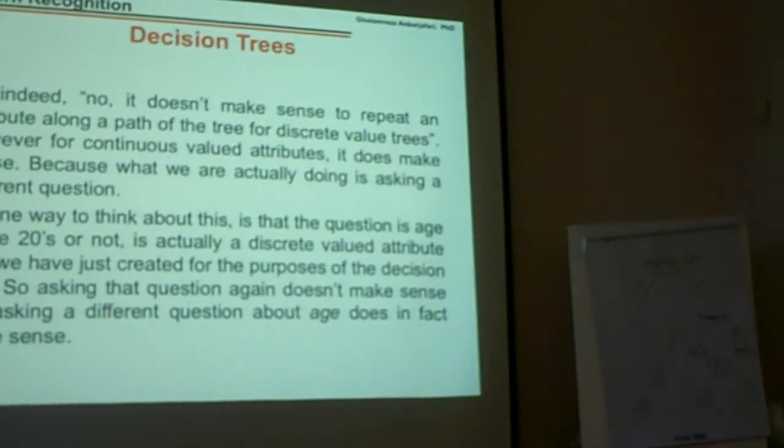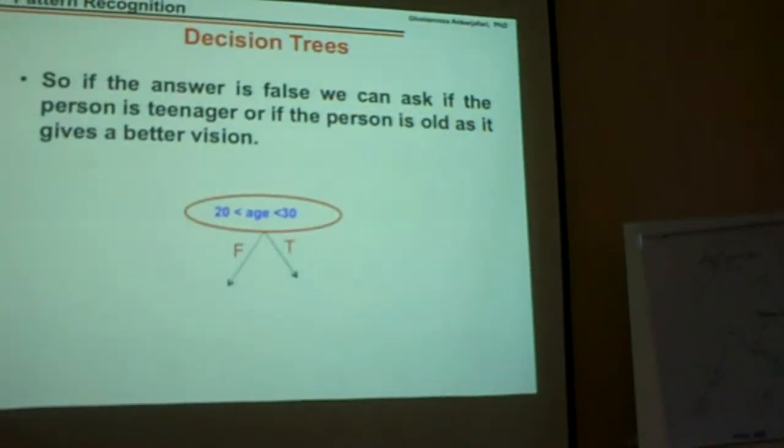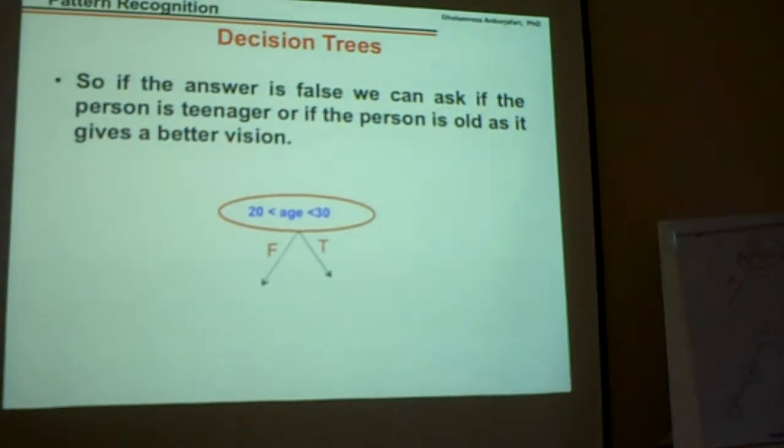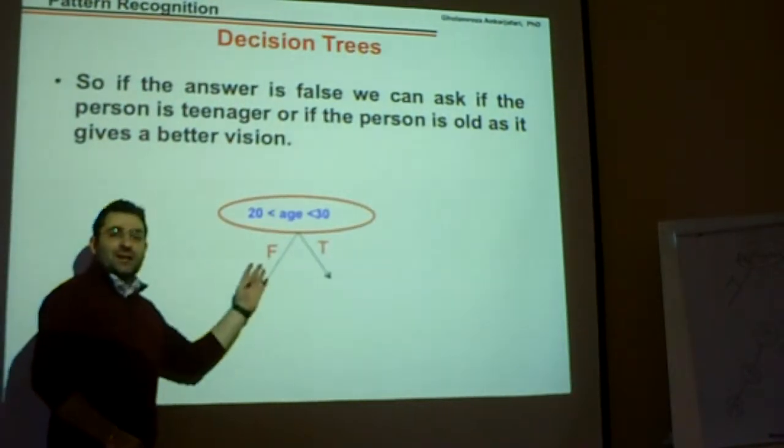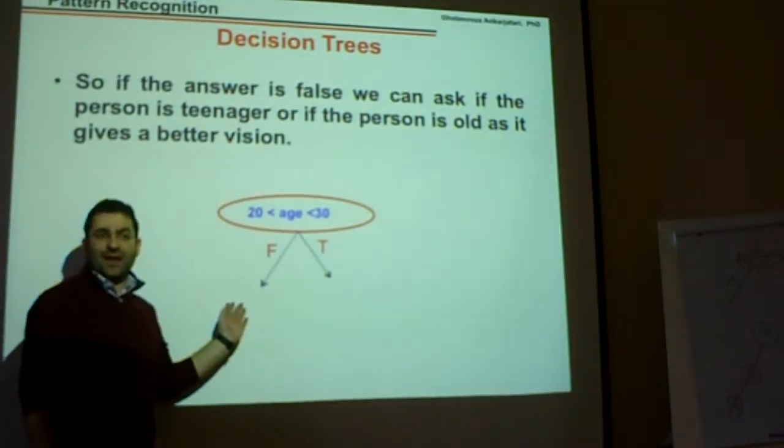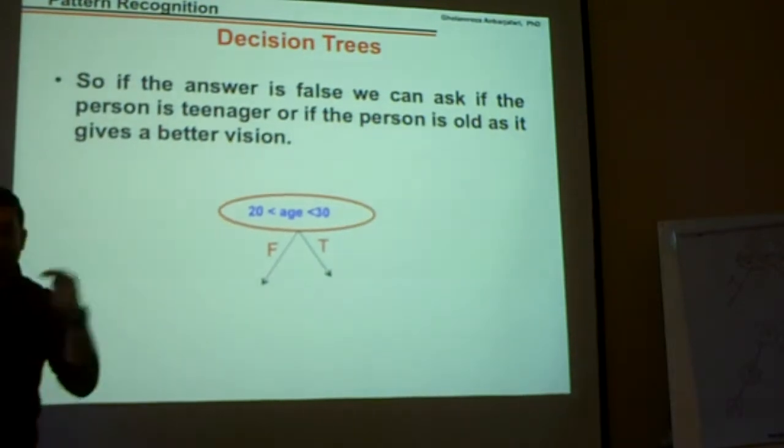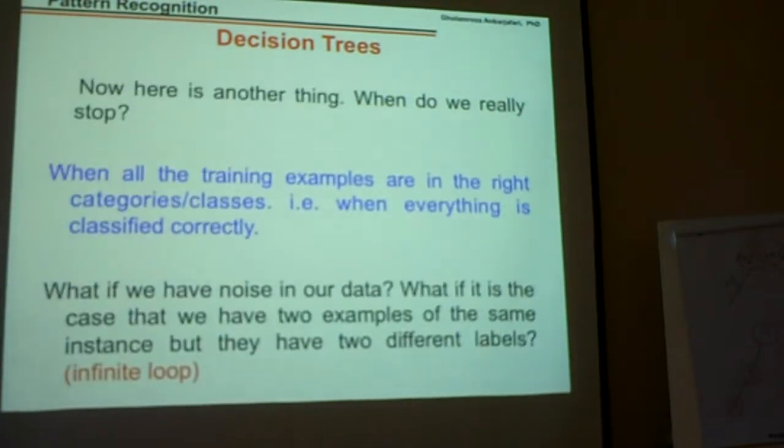So in the continuous form, we have a different strategy. As you can see here, if the answer is false, then we can ask something about the age in order to get a better description.